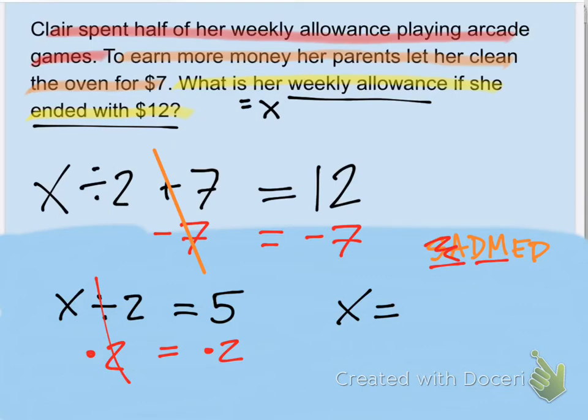And what is 5 times 2? What's 5 times 2? Yes, Chris, it is 10. So her weekly allowance is $10. We'd check by plugging it in. She spent half of $10. Half of $10 is 5. Then she got $7 more. 5 plus 7 is 12. There we go.